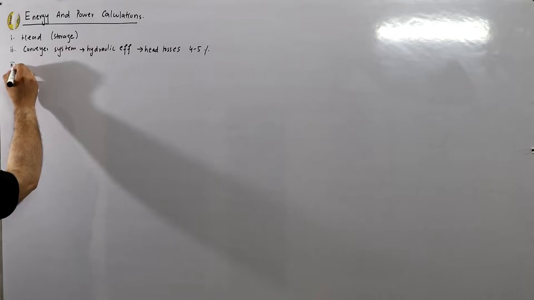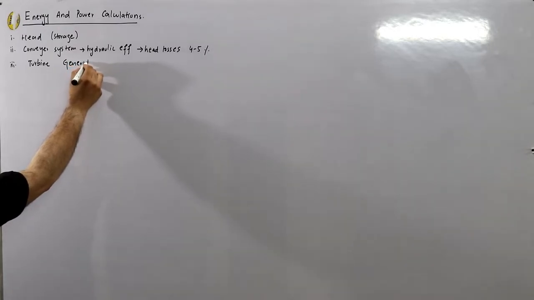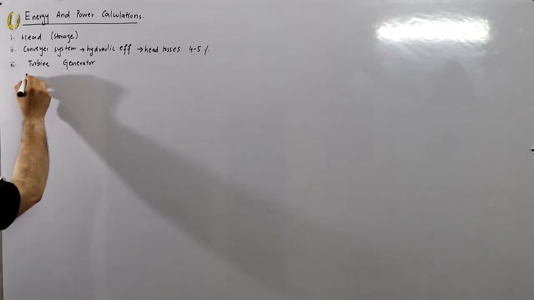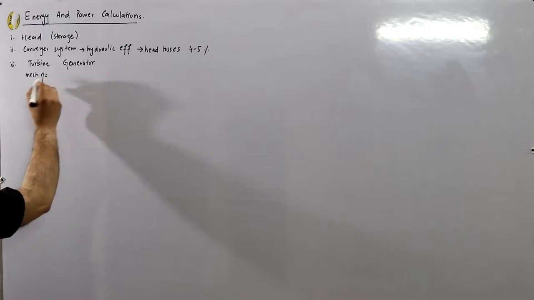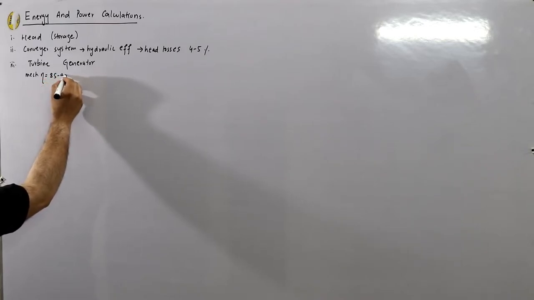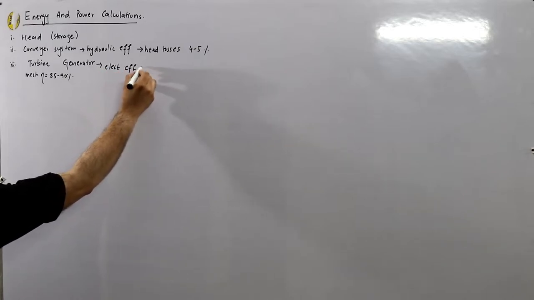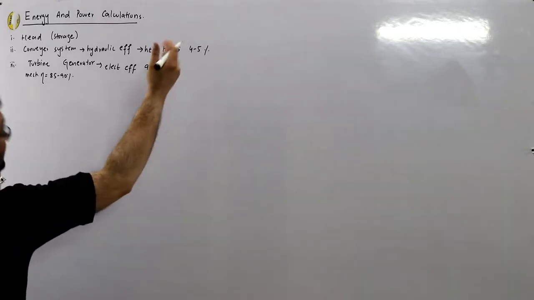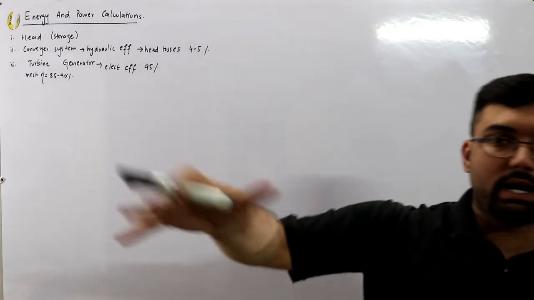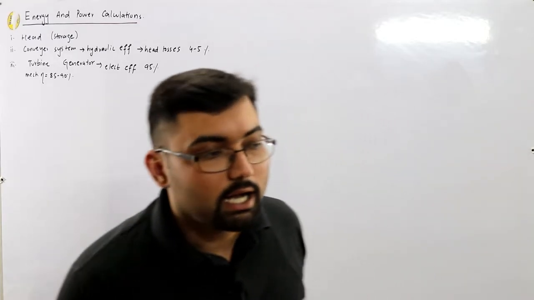The third is the turbine and the generator system. The turbine has a mechanical efficiency, which is quite high, about 85 to 90%, whereas the generator's electrical efficiency is maybe greater than 95%. So this is just a general background. Water is stored, conveyed, and then the turbine rotates and runs the alternator. This is the general outlook.